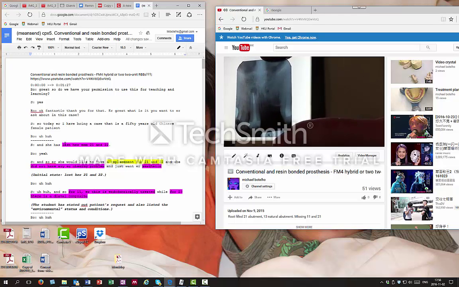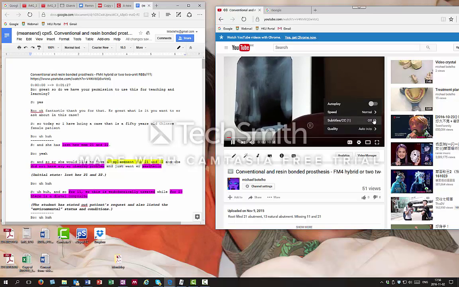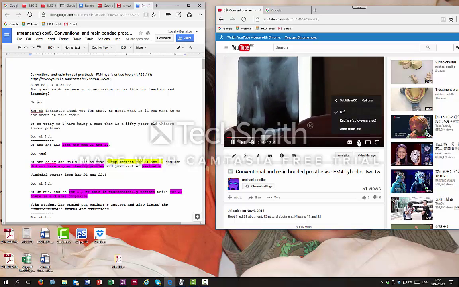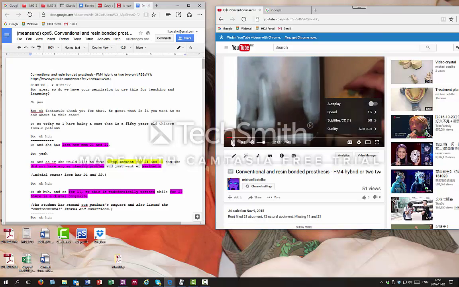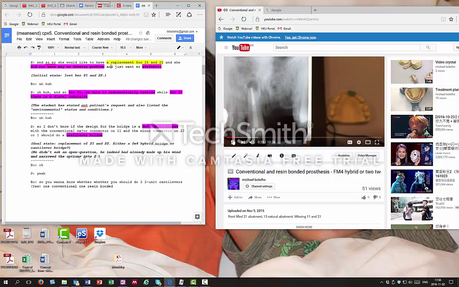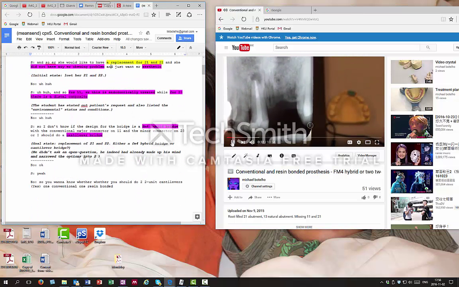So today, I've brought a case of a 50 year old Chinese female patient, and she has lost her Q1 and Q2, and so she wanted to have a replacement for Q1 and Q2. She did not have any chewing problem, just one aesthetic. For 1-1, this is endodontically treated, while for 2-3, there's a distal composite.